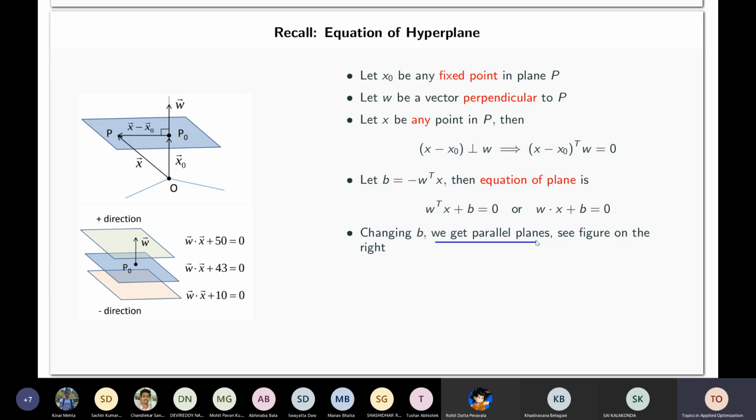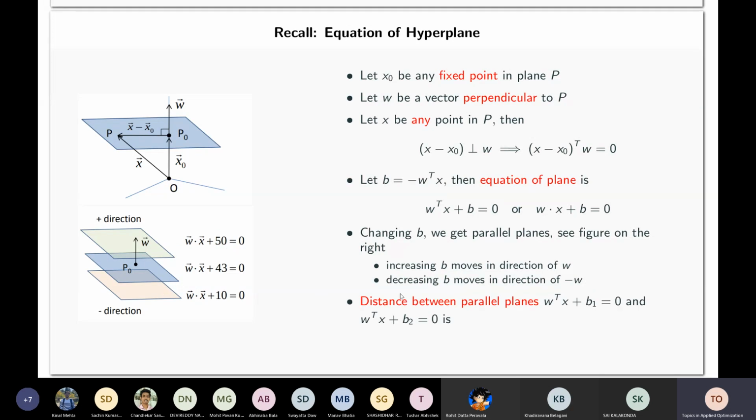Now, changing B, we only get parallel planes. That's what I have described; you already know by now. Increasing B moves in the direction of W. So if you increase B, then you are going in this direction. This is the equation of this plane, this is the equation of this plane, and this one. Higher B means you are moving in the positive W direction, and decreasing B moves in the negative W direction. So these are the concepts of the geometry of the hyperplane we know.